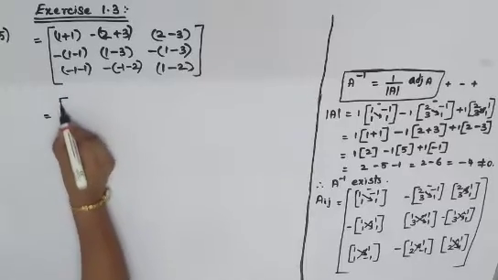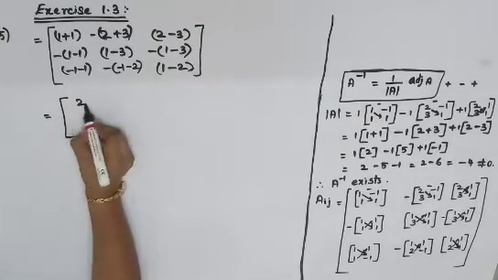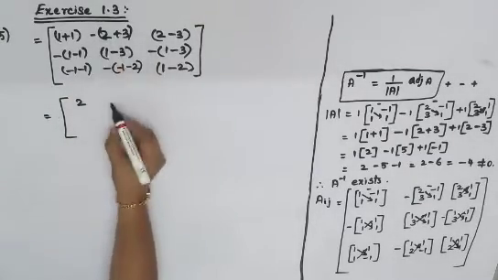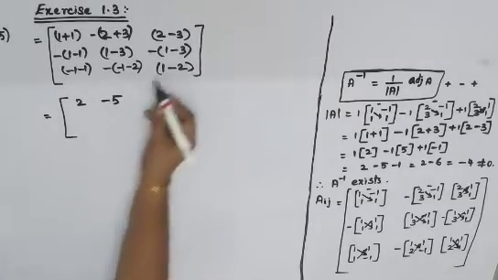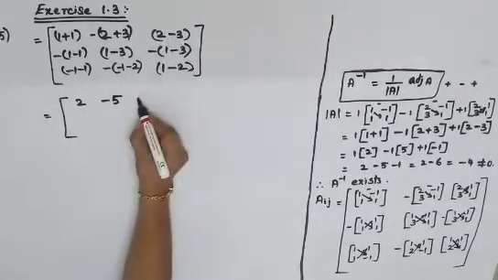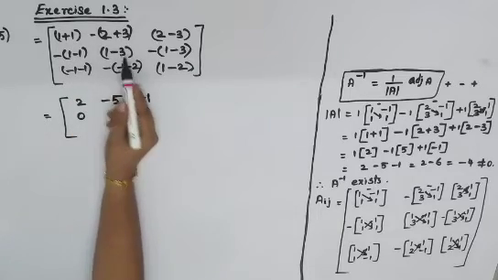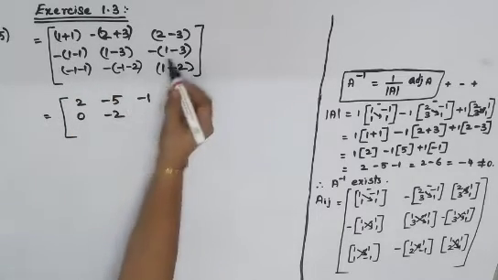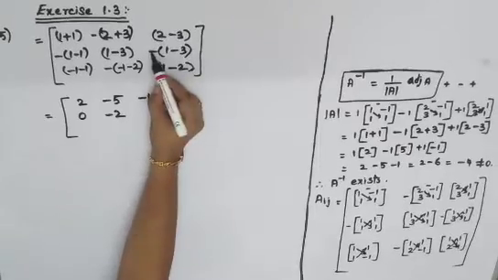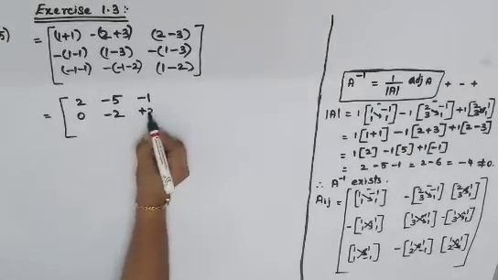Solving, 1 plus 1 is 2. 2 plus 3 is 5, but the minus is outside, so it will become minus 5. 2 minus 3 is minus 1. 1 minus 1 is 0. 1 minus 3 is minus 2. 1 minus 3 is minus 2, but the minus is outside, so it will become plus 2.